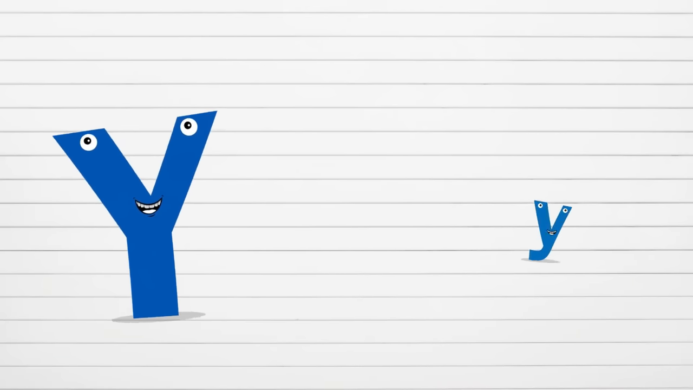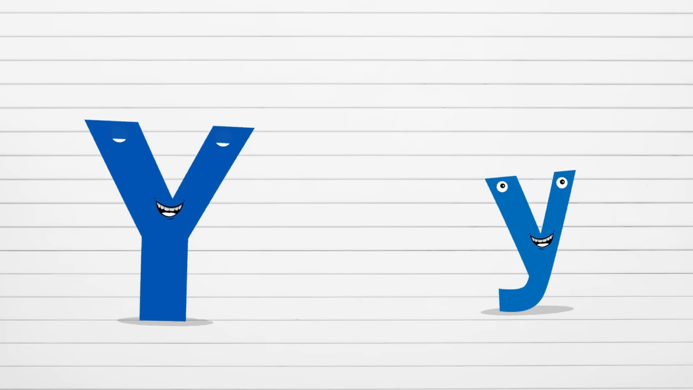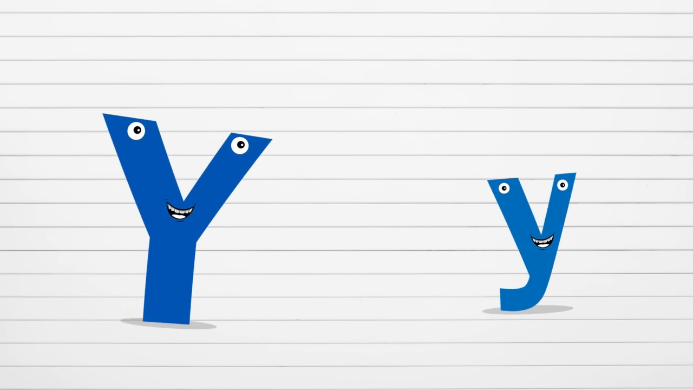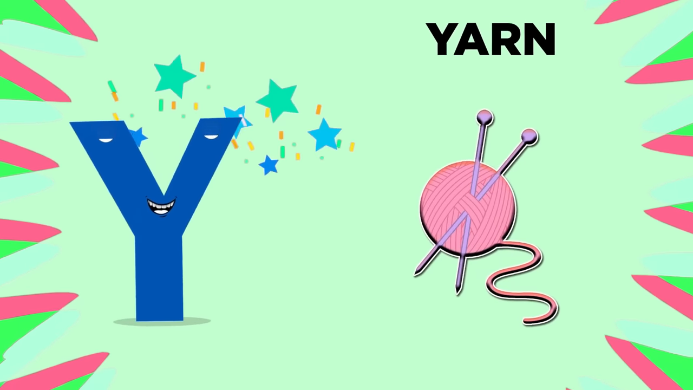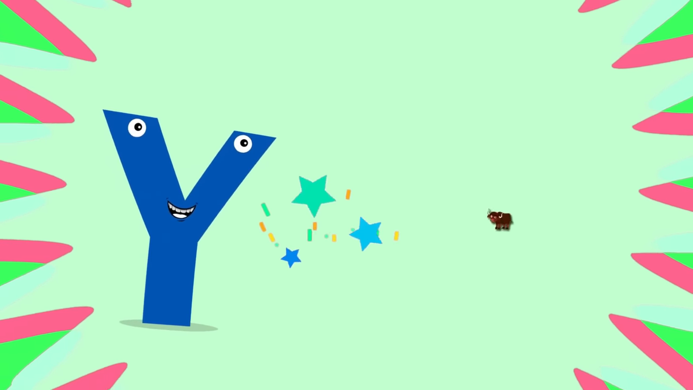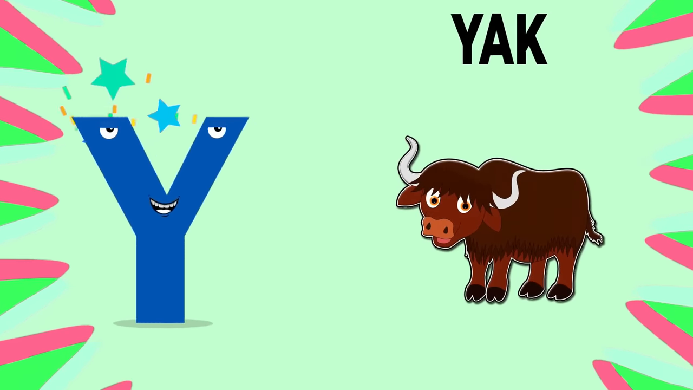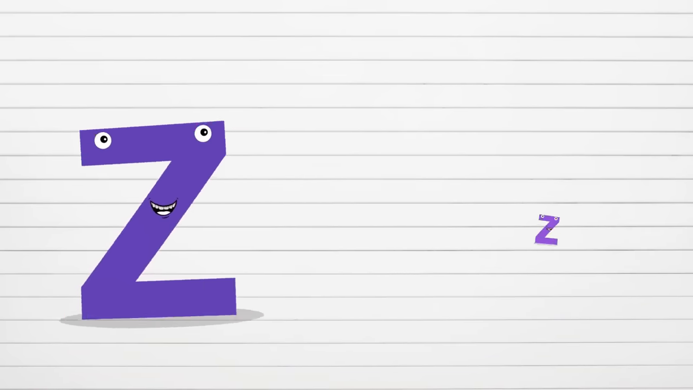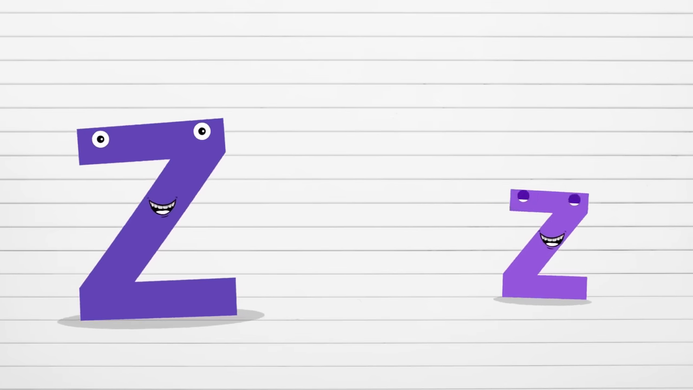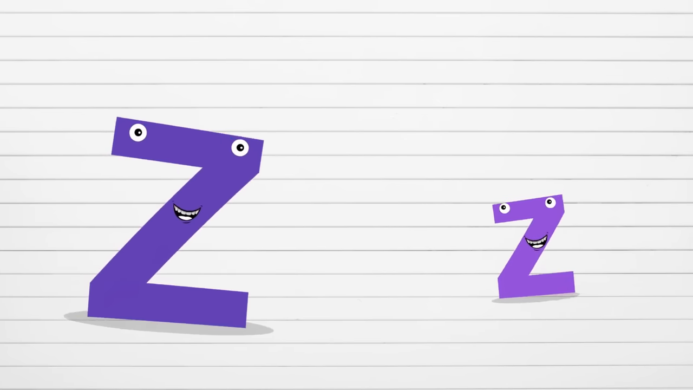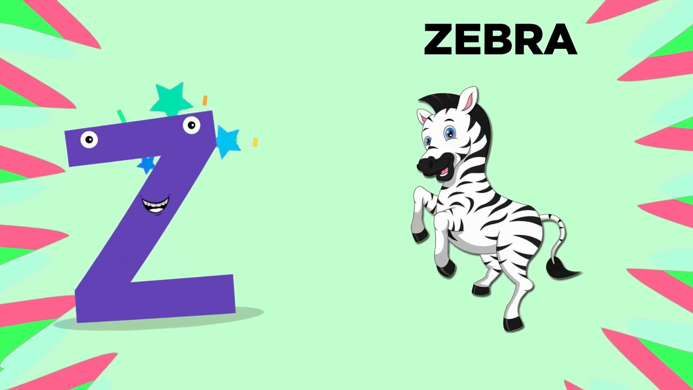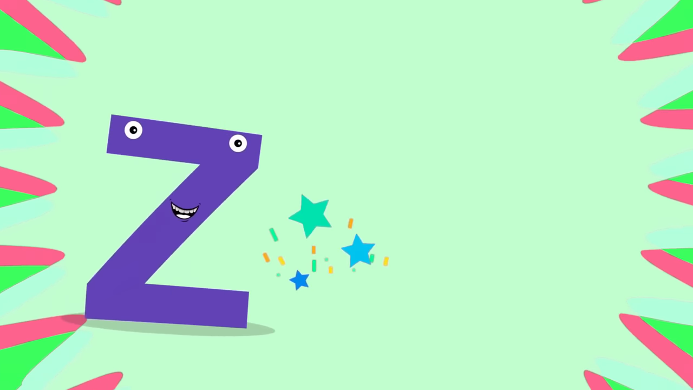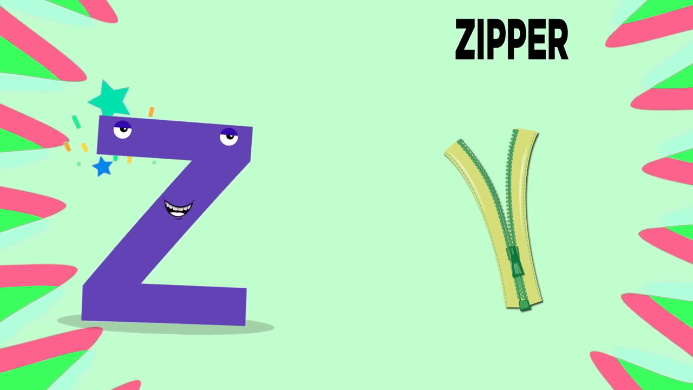Y for yarn, yarn. Y for yak, yak. Z, Z, Z, Z. Z for zebra, Z for zebra. Z for zipper, Z for zipper.